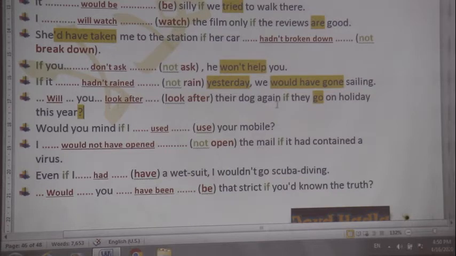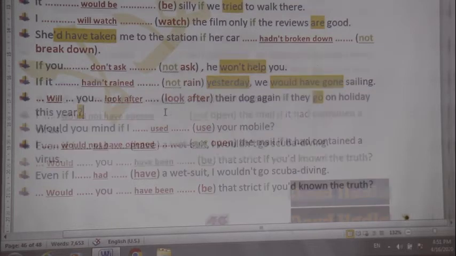Here, the if part is in the present simple, as you can see. If they go on holiday this year, okay? In this case, you need will plus the base form. So will look after. But because it's a question, as you can see the question mark here, we invert the modal verb will. So it will be, will you look after their dog? Again, if they go on holiday this year.